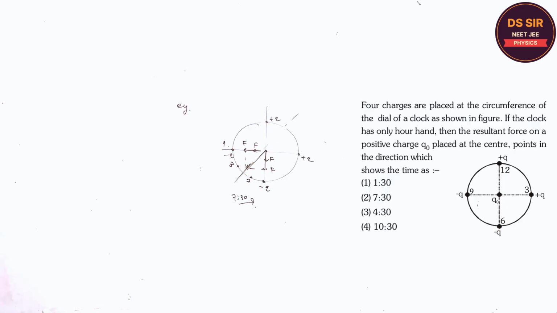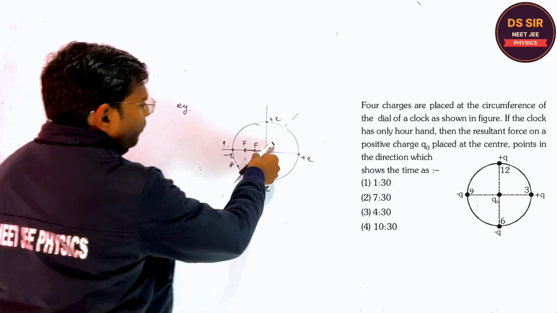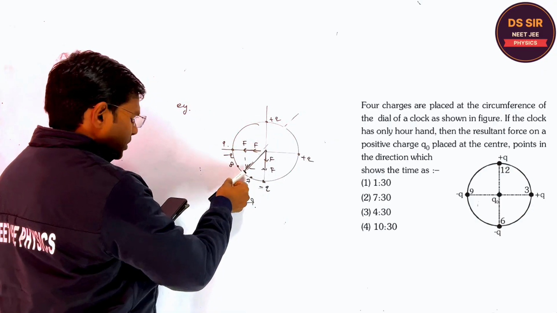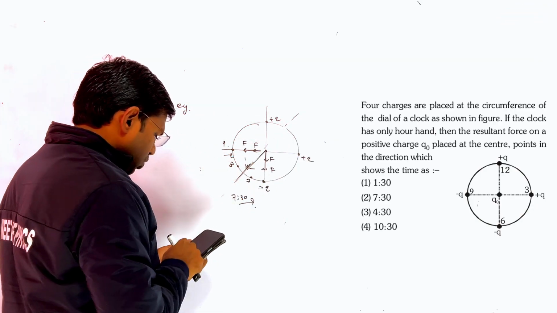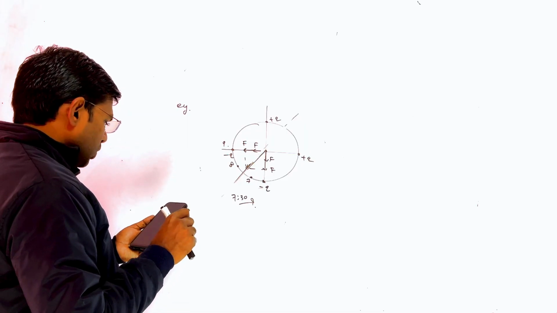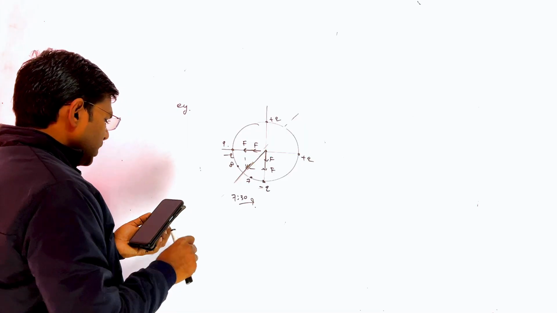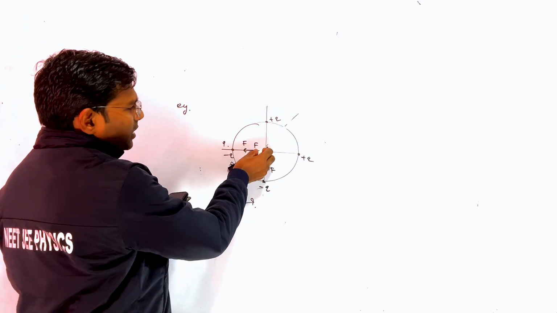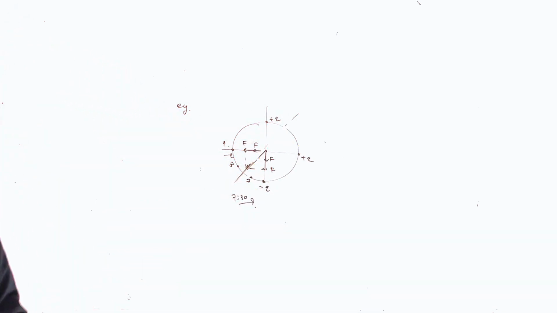So we only have to see the resultant force and its direction. So the net force due to all 4 charges is acting in this direction. If the clock has only the hour hand, then the resultant force points in that direction. So this is the time, towards the net force.